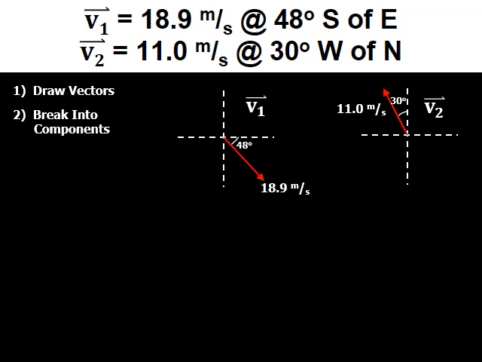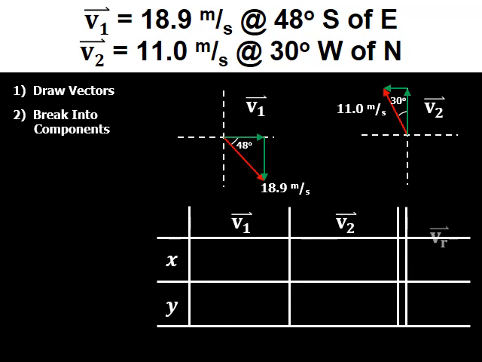The next step is to break each one into components. We're going to have a horizontal component and a vertical component for each one of these. For the first one, we're going to have a component to the east and a component that is south. And that should make sense with the directions here. South of east means a south component and an east component. And then the second vector is going to have a northern component and a western component.